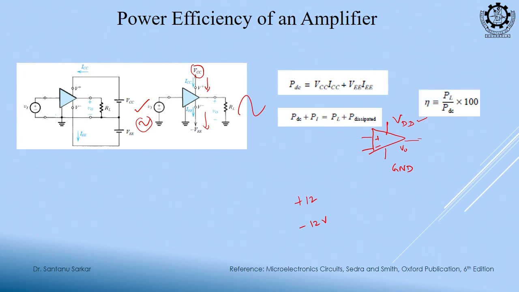So, this is my final efficiency, PL by PDC into 100, and because of this it will never reach 100%. This PL by PDC will never be 1. Normal class A type it is less than 25%, class B 78%, and we will be discussing this later.